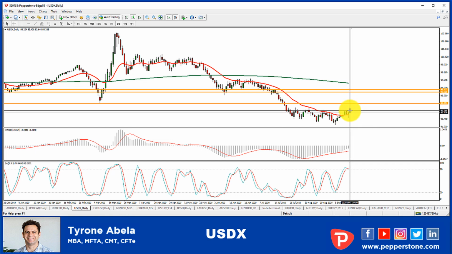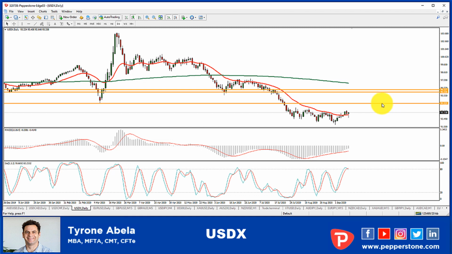And if it does that, it's going to go basically to the first support zone that was support over here, which will now provide some sort of resistance, and that's around the 94.50. Okay, so that's our first target. But I'm expecting bigger things from this. I wouldn't expect that it's going to just stop there.